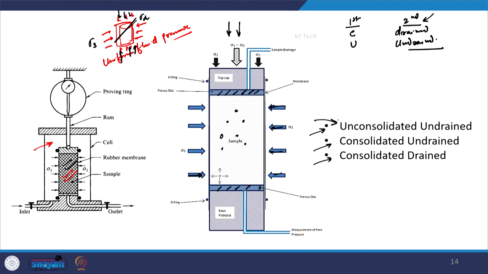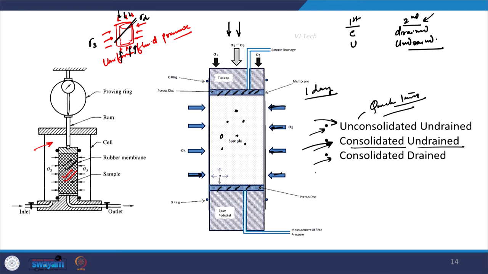Unconsolidated undrained test is where you do not allow the movement of water in the first stage as well as in the second stage. So this is also called a quick test. In the second test, which is consolidated undrained, in the first part, when you apply cell pressure, you allow the movement of the water, which means you are allowing the volumetric change, but when you are applying the axial force, you don't allow the movement of water. So that is called consolidated undrained. All right. And this test takes a longer time, probably one day, more than 24 hours to complete.